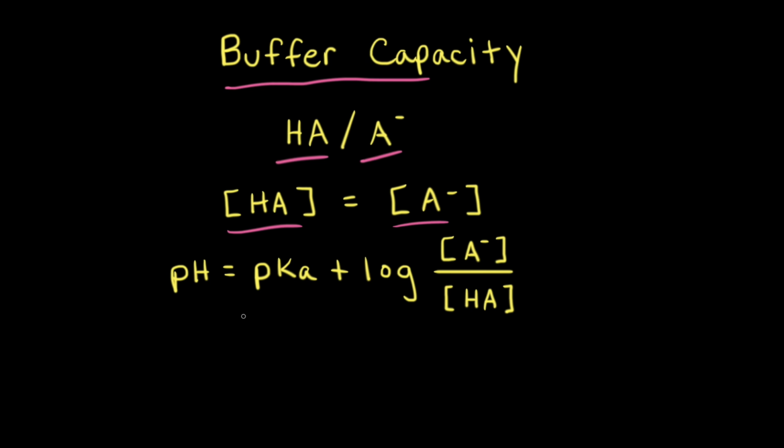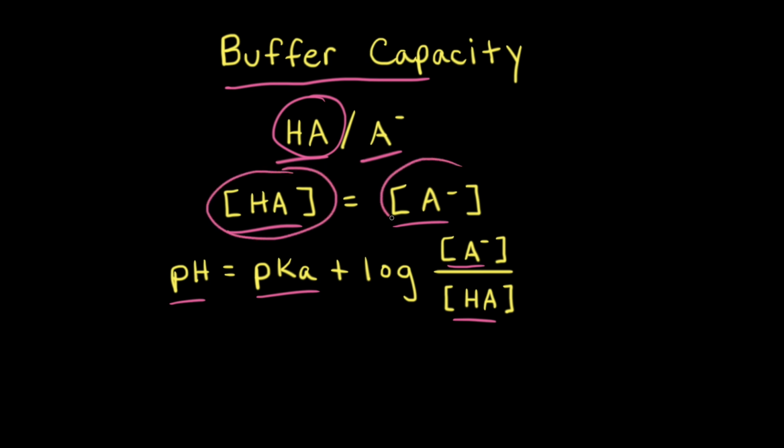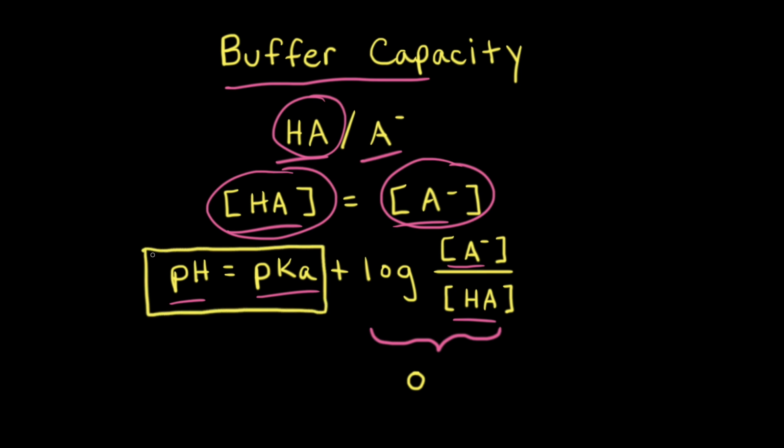Looking at the Henderson-Hasselbalch equation, the pH of the buffer solution is equal to the pKa of the weak acid, which is HA, plus the log of the concentration of the conjugate base, A-, divided by the concentration of the weak acid HA. So if the concentration of the weak acid is equal to the concentration of the conjugate base, the ratio of their concentrations is equal to 1. And if the ratio is equal to 1, the log of 1 is equal to 0. Therefore, the pH of the buffer solution is equal to the pKa of the weak acid.